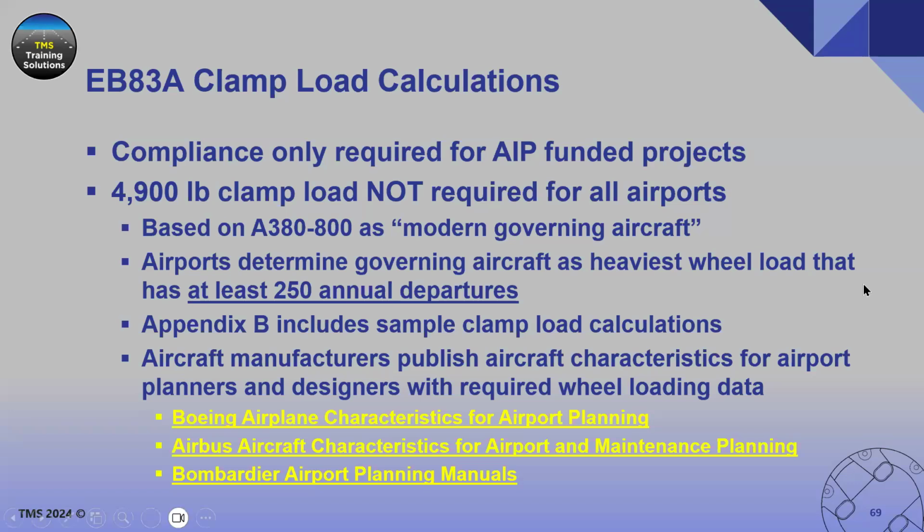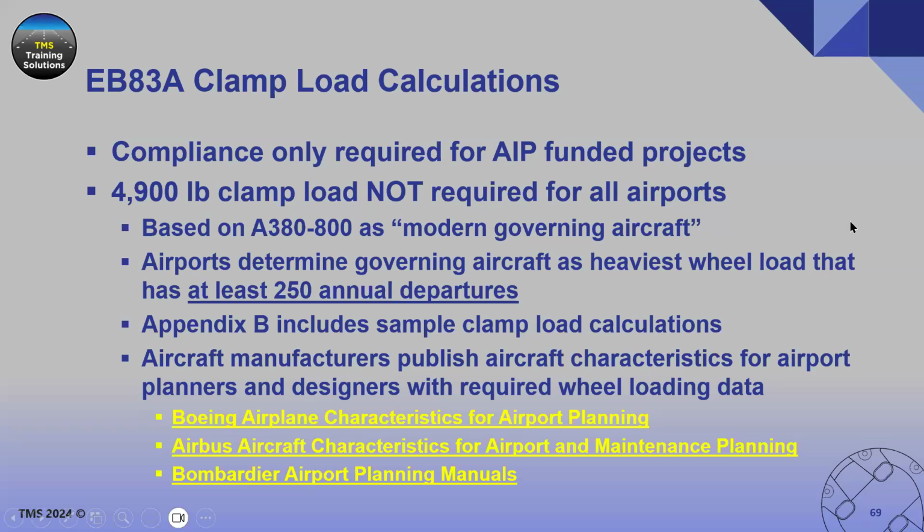So now the 4,900 pound clamp load that's recommended in the EB83 is considered for an A380-800 aircraft as the modern governing aircraft. So essentially the highest loaded, most severe scenario. Now in the US, there's only about a dozen airports where A380s actually operate. And there's not even that many of those aircraft in operation around the world. So it's kind of a limiting scenario.